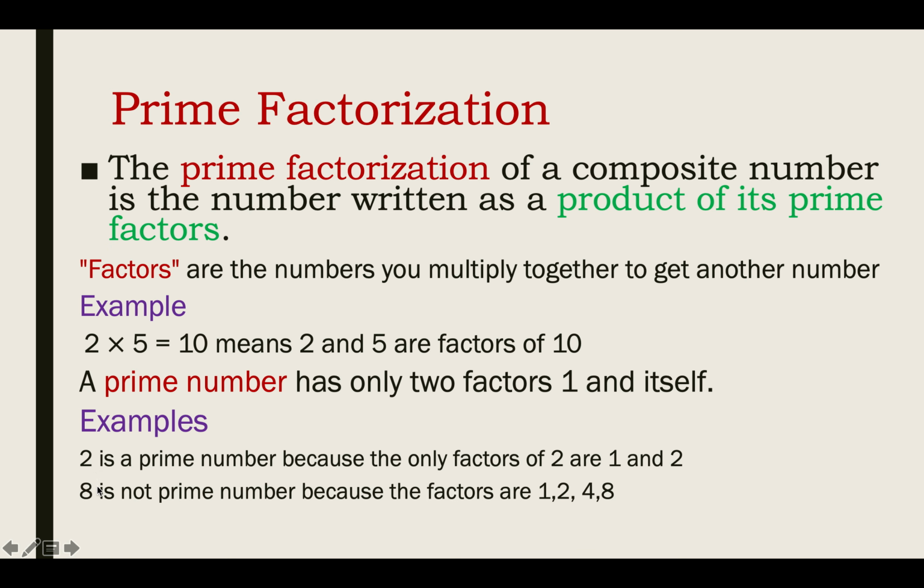8 is not a prime number because 1 times 8 gives you 8, 2 times 4 gives you 8. That means the factors of 8 are 1, 2, 4 and 8. There are more than 2 factors, that's why 8 is not a prime number. So basically, prime factorization means you need to write the number as a product of its prime factors.